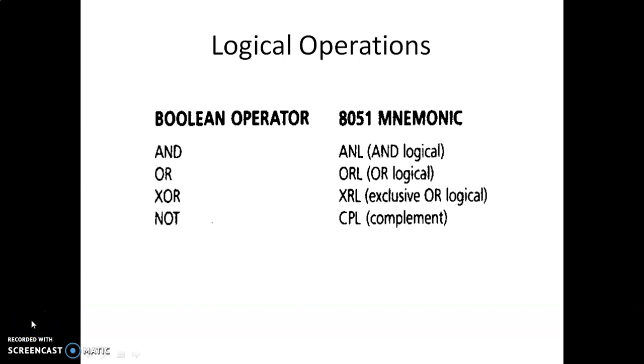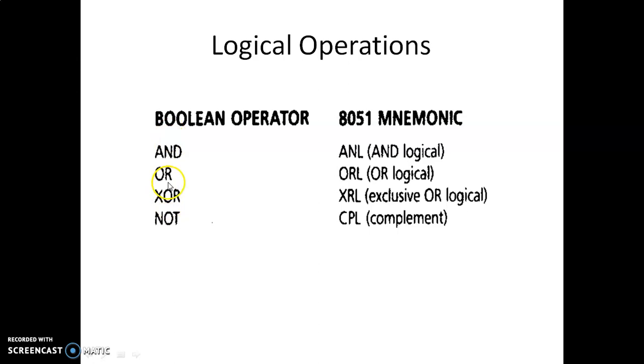In this video, I am going to explain the logical operations. There are two types of logical operations: byte level logical operations and bit level logical operations. Coming to the byte level logical operations, we are going to discuss four: AND, OR, XOR and NOT. Coming to the AND, the mnemonic for AND is ANL, which is called AND logical.